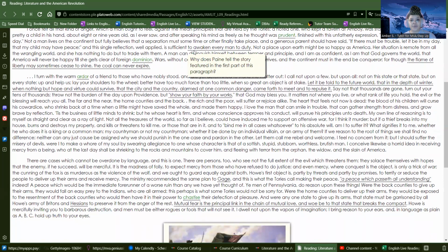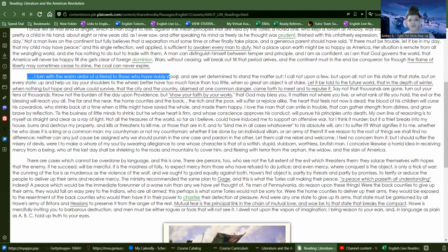Okay, so we only have a few paragraphs left, and they are a little chunky, but I think we can get through them. So it says here, I turn with the warm ardor, which is warmth and passion, of a friend to those who have nobly stood and yet are determined to stand the matter out. So he's saying he's turning with the warmth and passion of a friend or an encourager of people who continue to stand for America's independence.